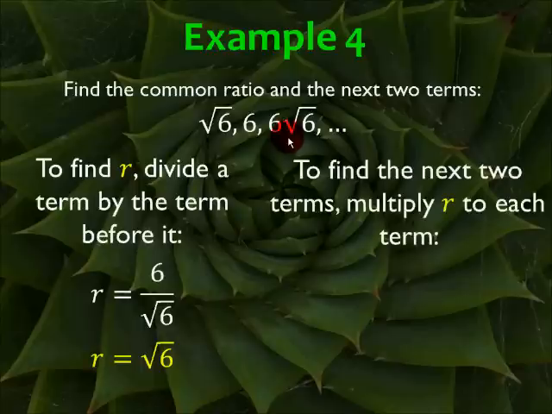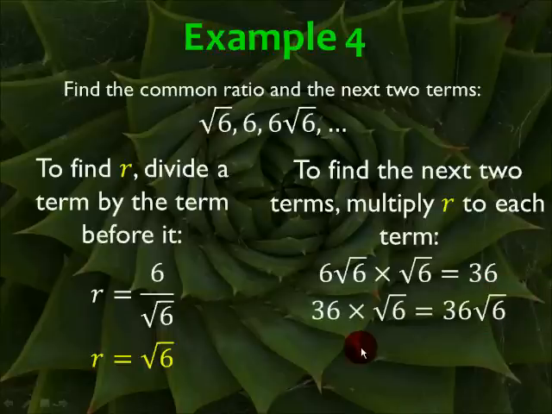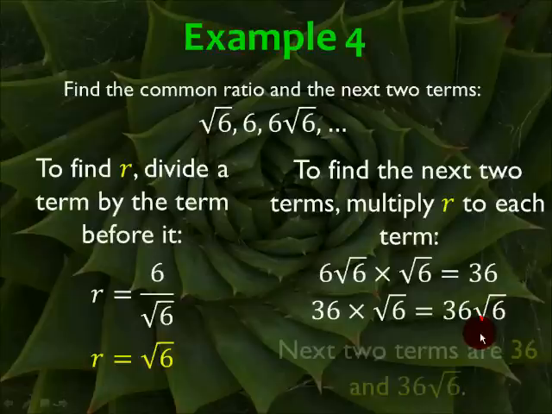Now, to find the next two terms, multiply each term by R. So you take your 6 root 6 and multiply it by another root 6. These two root 6's yield a 6. 6 times 6 is 36. The following term after that, 36 times radical 6, is simply 36 radical 6. So your next two terms are 36 and 36 root 6.